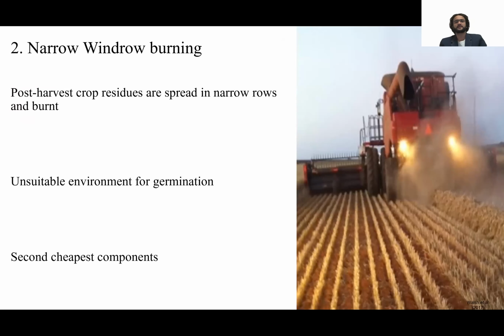The second one is narrow windrow burning, in which post-harvest crop residue is spread in narrow rows so that farmers can burn the chaff fraction. Burning makes a highly unsuitable environment for weed seeds to germinate and eventually survive. This is the second cheapest and most adopted harvest weed seed control tactic in Australia and across the globe.